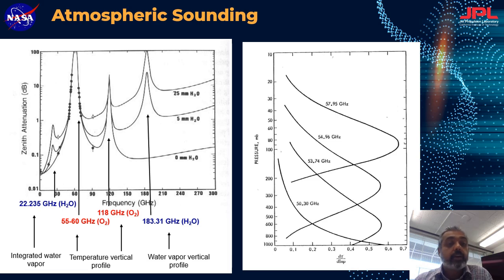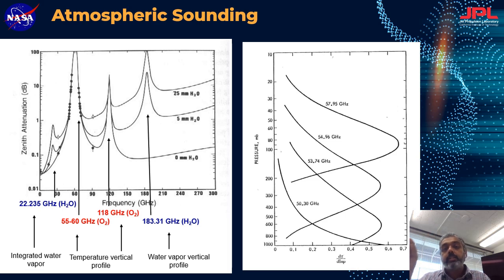So as I said, there's a 22 gigahertz line, there's a 55 gigahertz oxygen complex, there's a 118 gigahertz oxygen line, there's a 183 gigahertz water vapor line. Depending on which channels you choose, which are shown by the black dots on the left screen, you actually sample different heights of the atmosphere, which is shown by the right plot on your screen. So depending on which frequency you choose, you are sensitive. Those are weighting functions across the atmosphere.